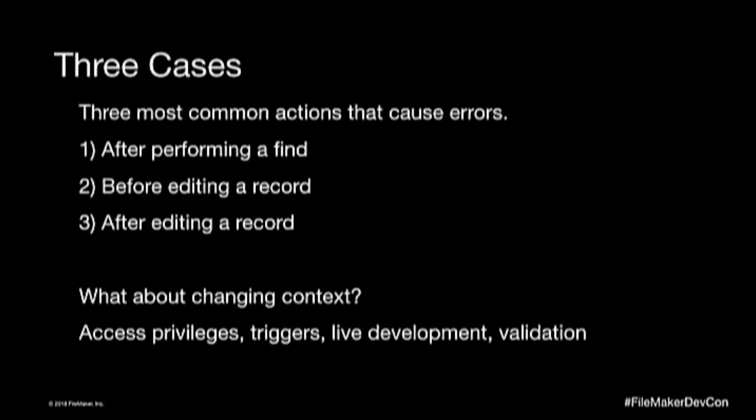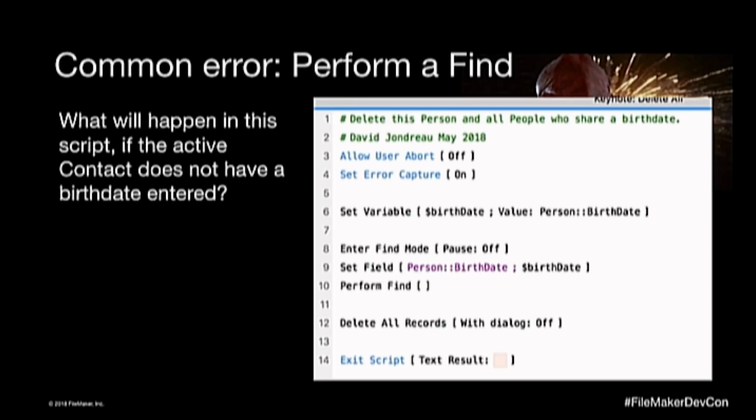The three other places where you want to check for errors: after performing a find, before you start editing a record, and when you're done editing a record. Here's an example. This is a script that enters find, sets a field, performs it, and then deletes all the records. You almost never want to do that. But there are times when you do. Delete all records is actually a handy tool because it's transactional. If you try to delete all records and one of those deletions fails, it rolls it all back. That's cool.